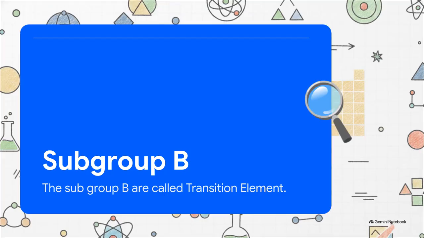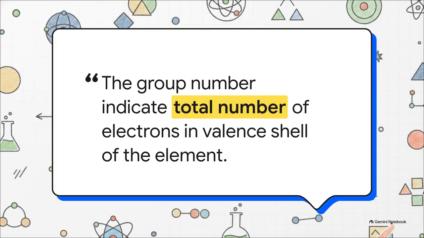Then we have subgroup B, defined as the transition elements. Now this is a critical distinction. These elements are the bridge, the transition between different parts of the table. Their electron configurations are a bit more complex, which allows them to form this incredible, wide variety of colorful compounds and unique metallic bonds. Now, what's really interesting about this slide is the ultimate secret key it reveals.